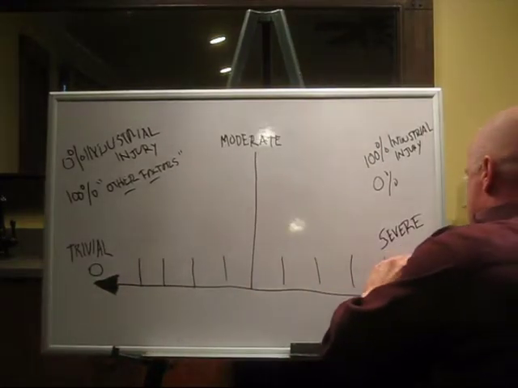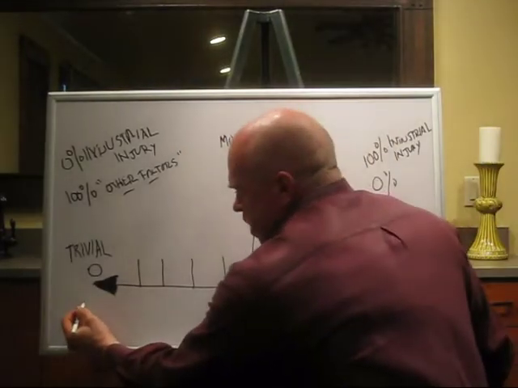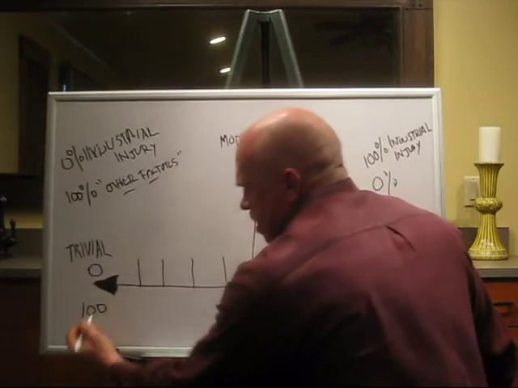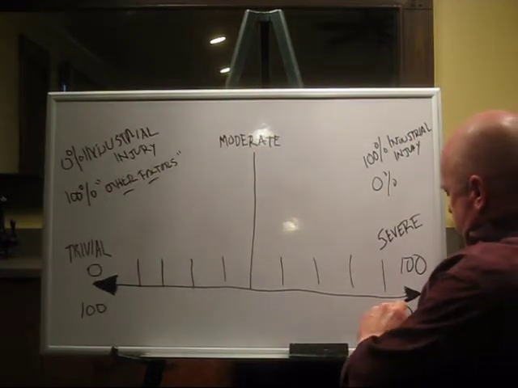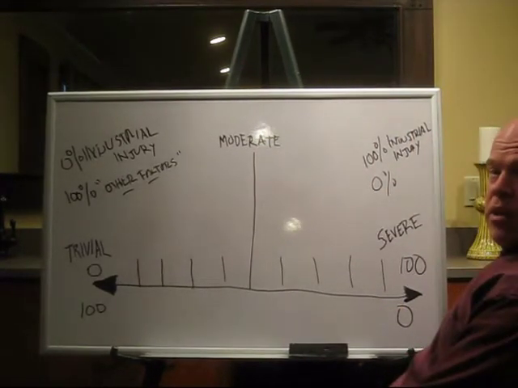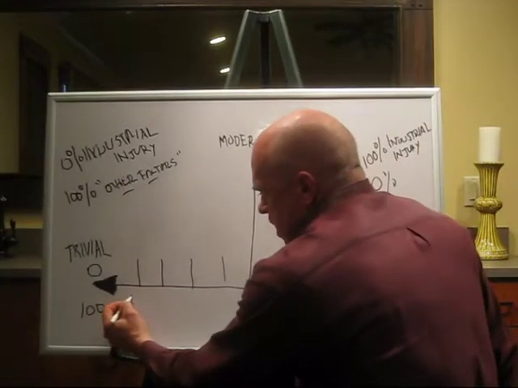So towards this end of the spectrum, we have 0% industrial. Over here we have 100% industrial. Over here we have 100% due to other factors. And here we have 0% due to other factors. And I hope you can see that. And here, this would be 90-10.